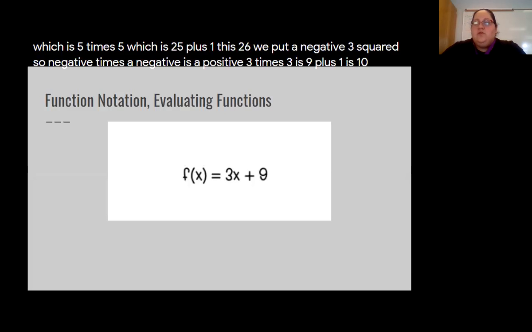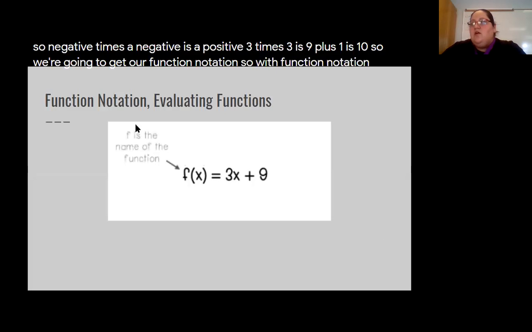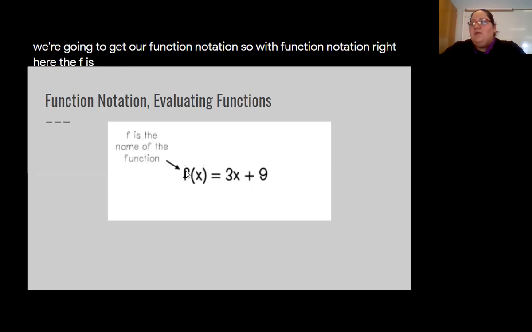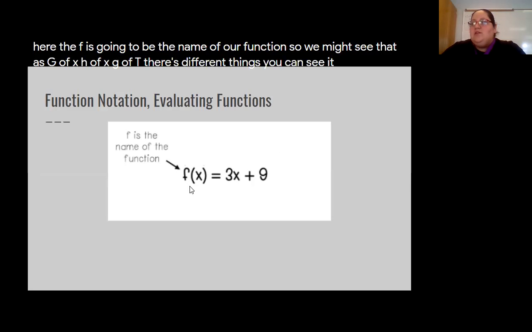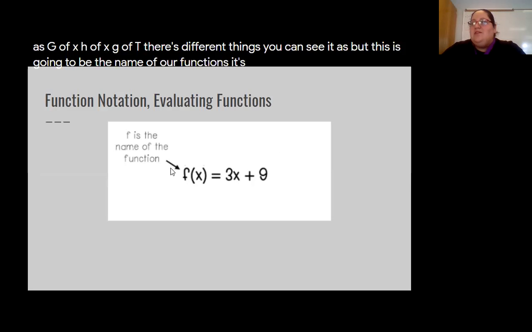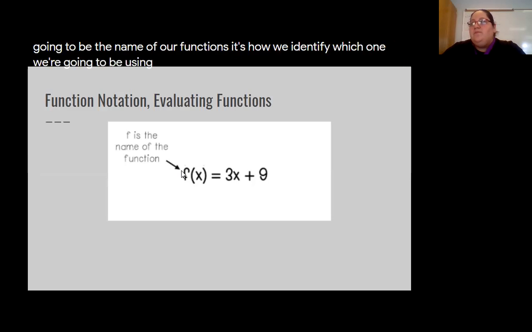So we're going to look at our function notation. With function notation, right here, the f is going to be the name of our function. So we might see that as g of x, h of x, g of t. There's different things you could see it as, but this is going to be the name of our function. So this is how we identify which one we're going to be using.